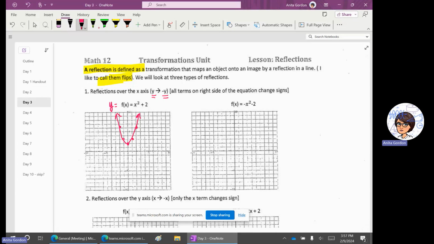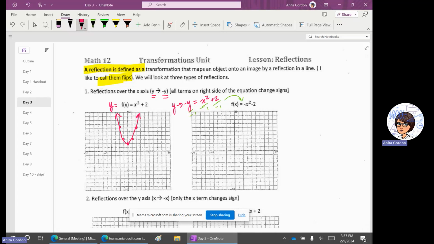Then I'm going to take my y and replace it with negative y. If I have negative y equals x squared plus 2, to have just y equals by itself, I need to divide everything by negative 1, and I end up with an equation that looks like this. This is the transformed function.